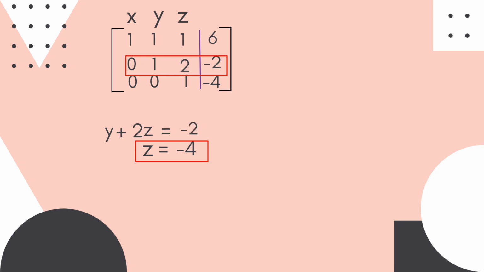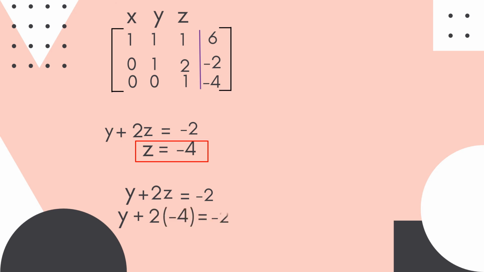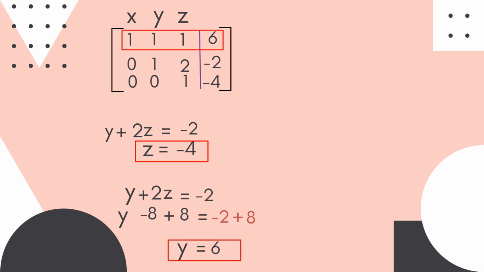So y plus 2z is equal to -2. Since we already have the value of z, let's solve for y. y plus 2z is equal to -2, and the value of z is equal to -4. So we're going to solve it. To eliminate -8 from the left side, we're going to add the additive inverse of -8, which is +8, to both sides of the equation. So y is equal to -2 plus 8, which is +6. This is the value for y.